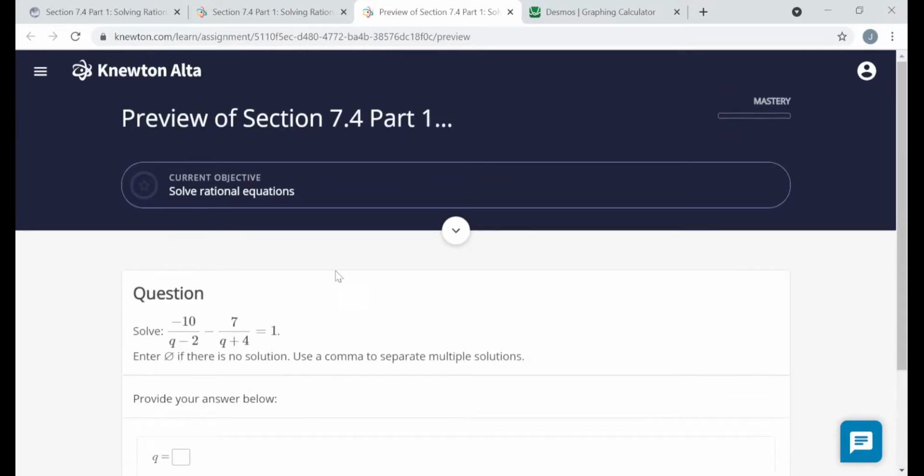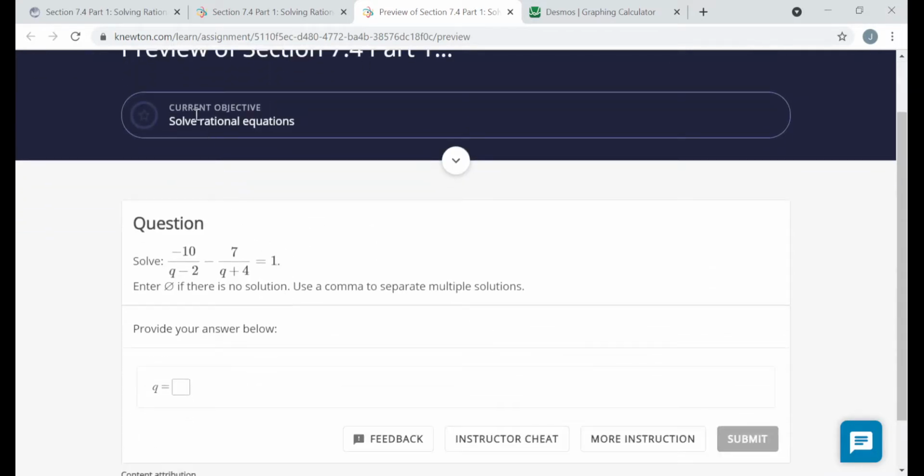Okay, so this first question is on the objective solve rational equations. Alright, so equations that have fractions involved. You see the fractions here, negative 10 over q minus 2, minus 7 over q plus 4. So we're asked to solve these equations if we can. Find values of the variable that will make the statement a true statement.